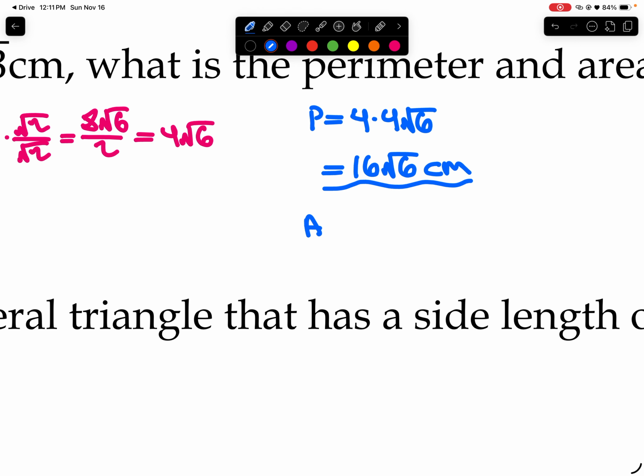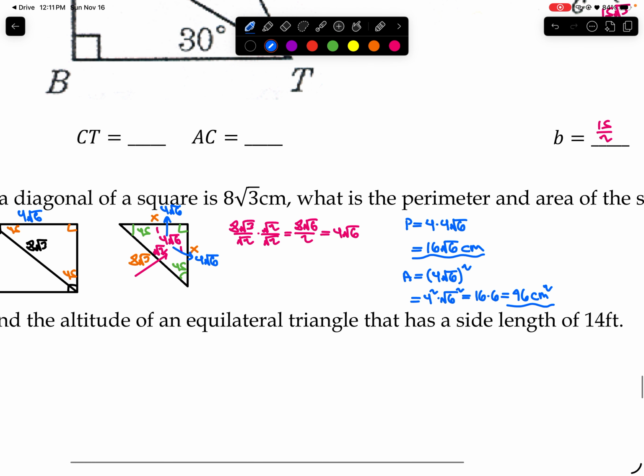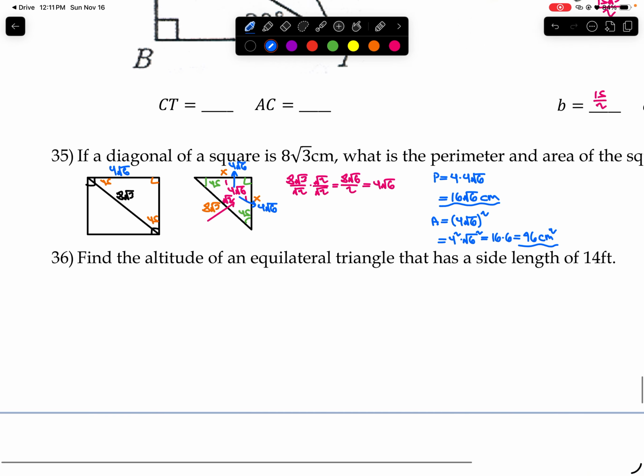And then my area, in this case, is going to be your side length squared. So 4 root 6 all squared, which is going to be 4 squared times the square root of 6 squared, which is 16 times 6, which in this case, I believe, if I do my mental math right, it's 96. That'd be square centimeters. Ta-da!